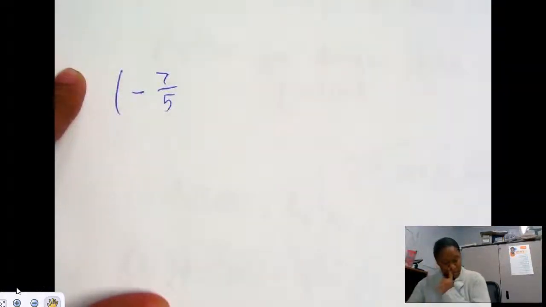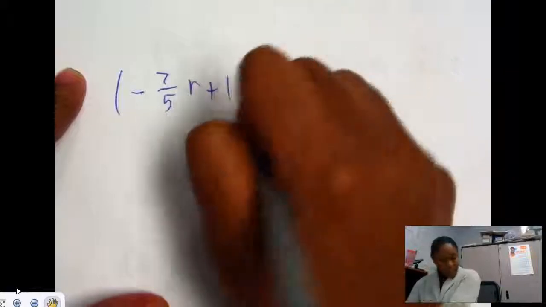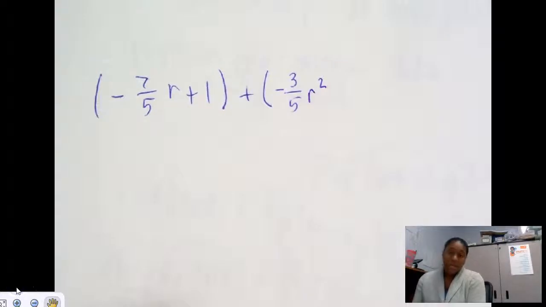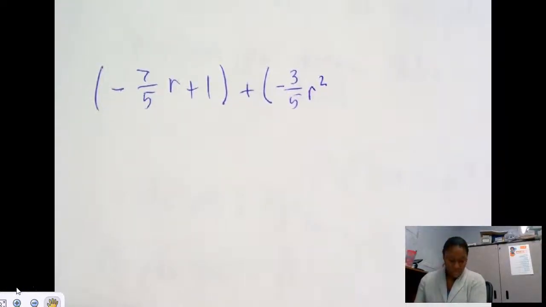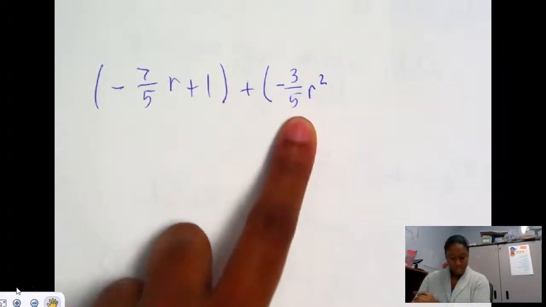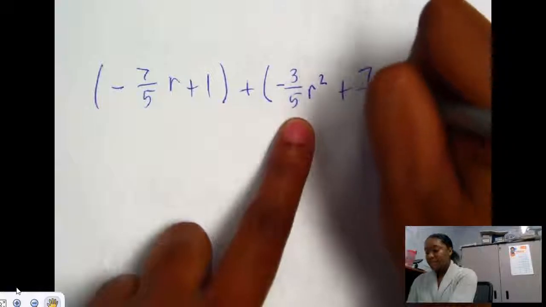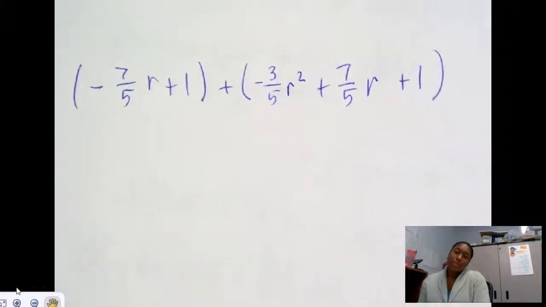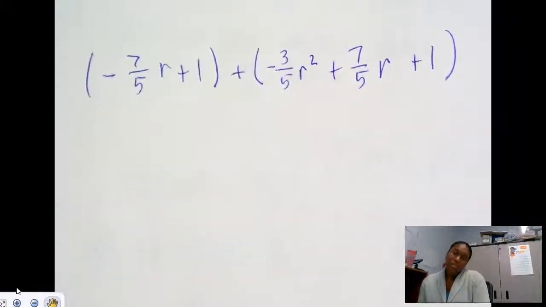So for number 40, I have negative 7/5 r plus 1. And then I have a plus negative 3/5. Let me finish writing this problem. This is number 40 on page 286. So you have this in the first parentheses, and then in the second parentheses, we have 7/5 r plus 1. I'm going to show one with adding and then one with subtraction with fractions.